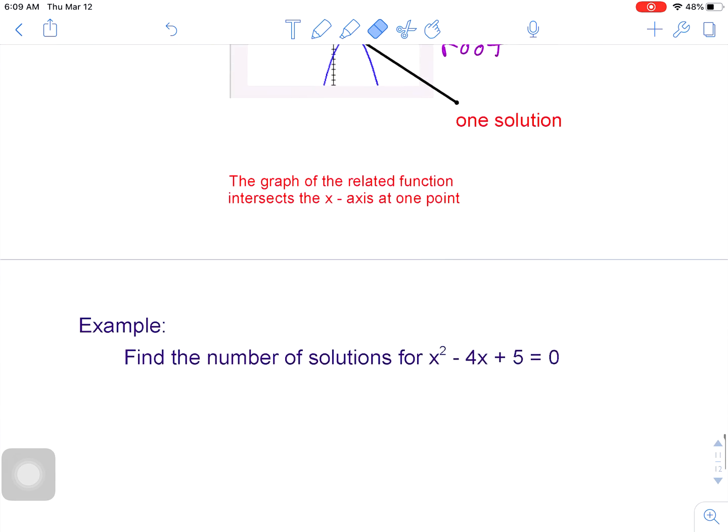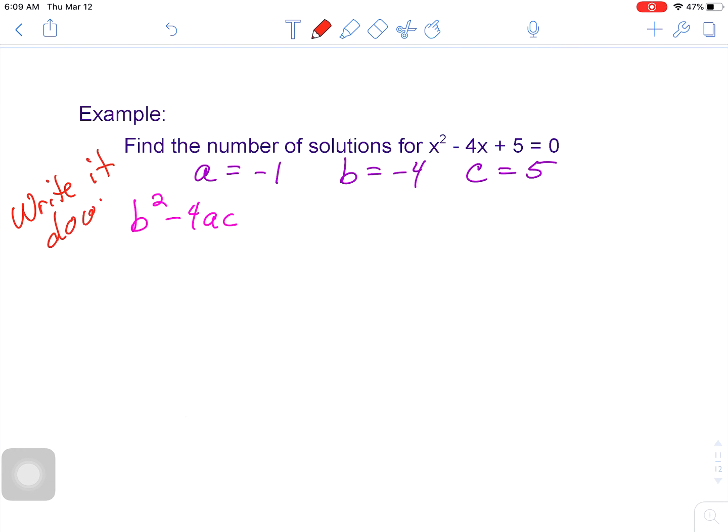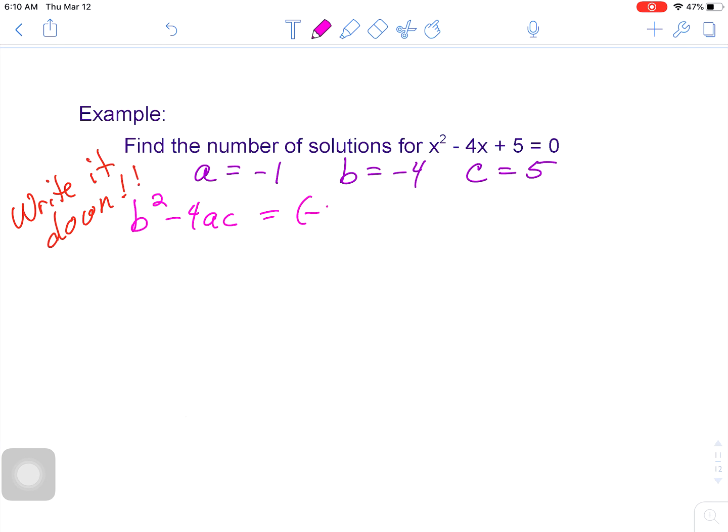All right. Our next example, we're going to find the number of solutions for x squared minus 4x plus 5 equals 0. Here our a is 1, b is negative 4, and c is 5. So we've got b squared minus 4ac. And we are going to do what? Yes, write it down. You won't remember it on the test otherwise. Okay? So we've got negative 4 squared minus 4 times 1 times 5. And that equals 16 minus 20, which is negative 4.